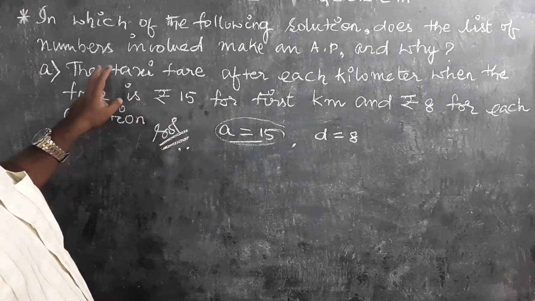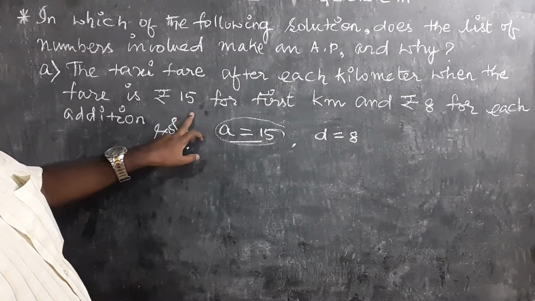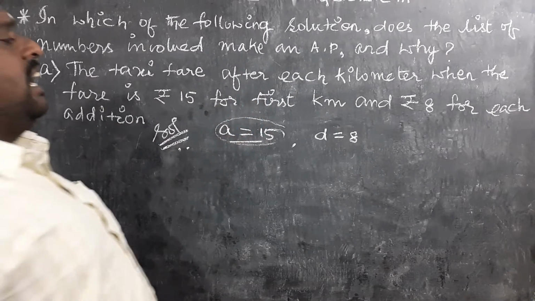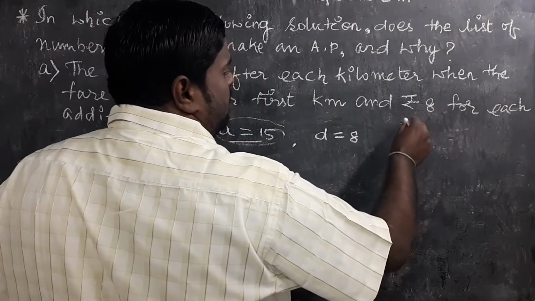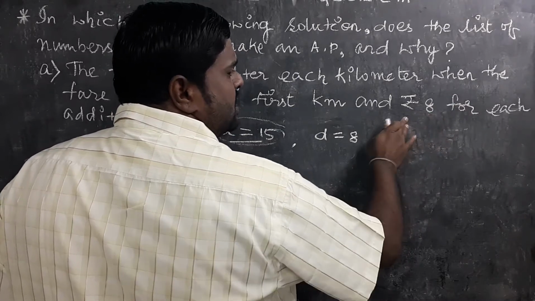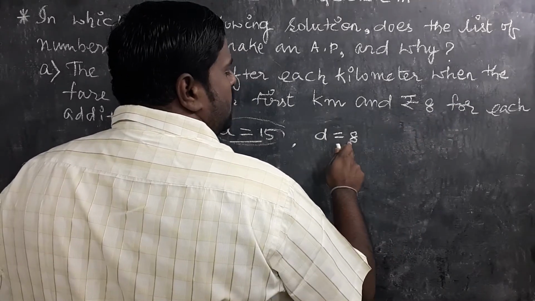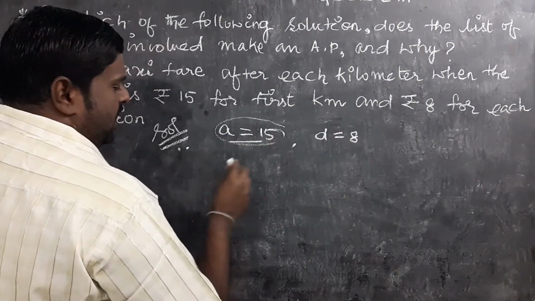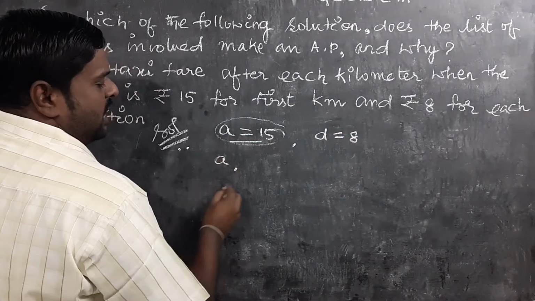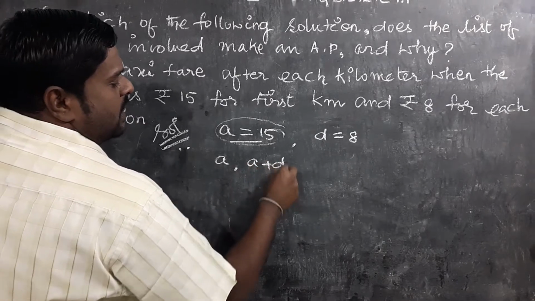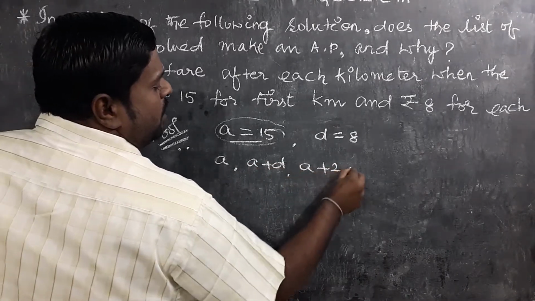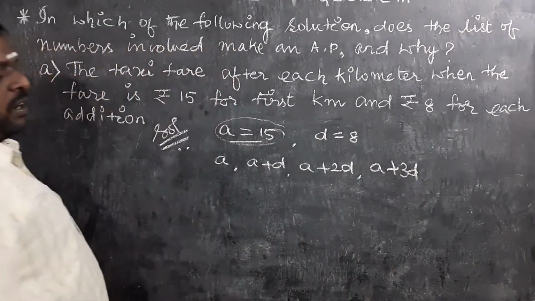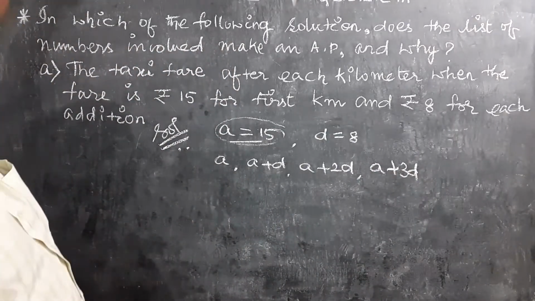Now look here. The taxi fare for the first kilometer is 15 rupees, and rupees 8 for each additional kilometer, which means the difference is constant here. So you write D is equal to 8. Now, first, you know the typical form of an AP, as I told you yesterday: you take only 4 terms, a, a plus d, a plus 2d, a plus 3d. This is what we call the typical form.